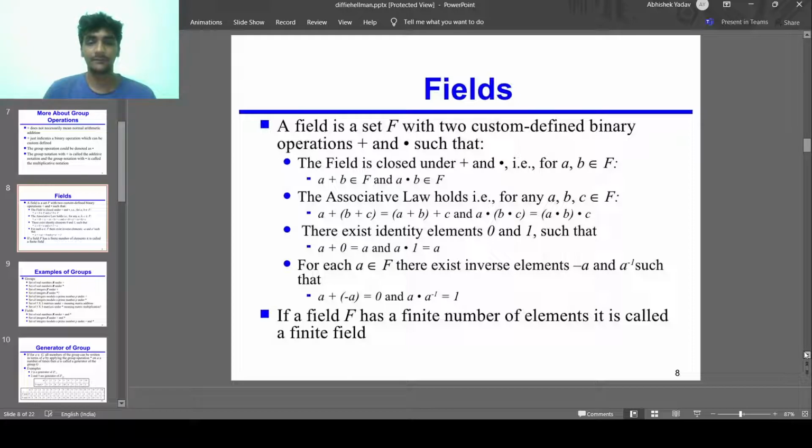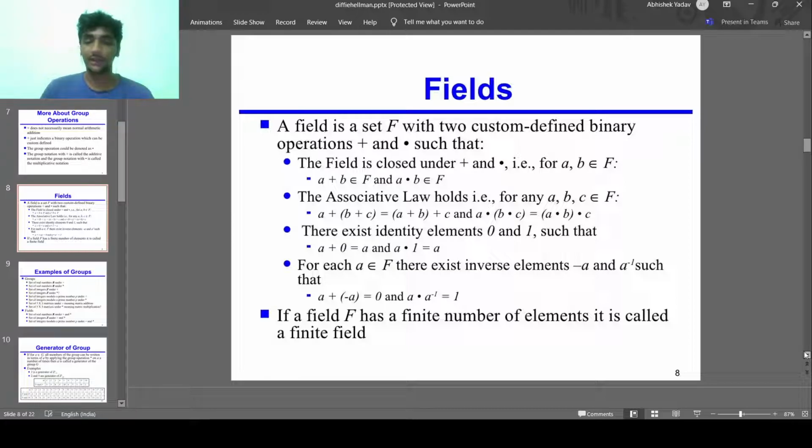So, we were on the associative law that holds. For a field, the associative law also holds for any A, B, C which belong to F: A plus (B plus C) is equal to (A plus B) plus C, and it also holds for the multiplication law, which means A dot (B dot C) is equal to (A dot B) dot C.